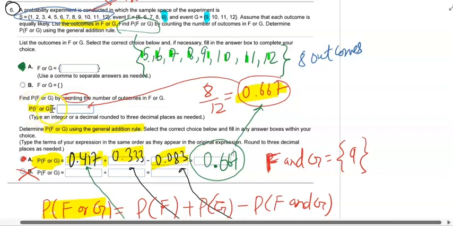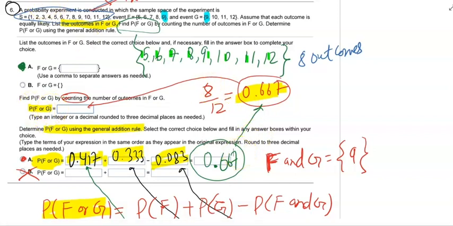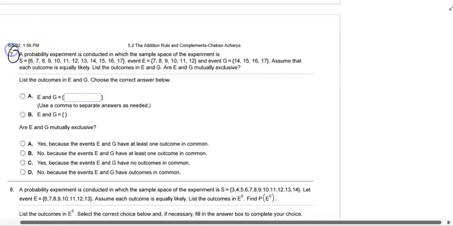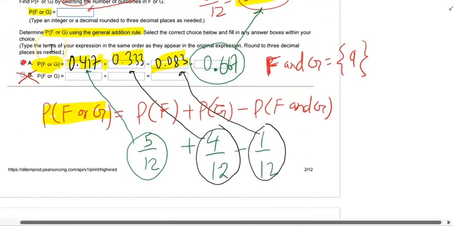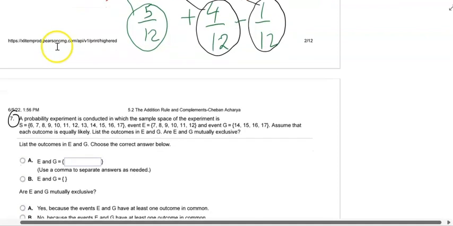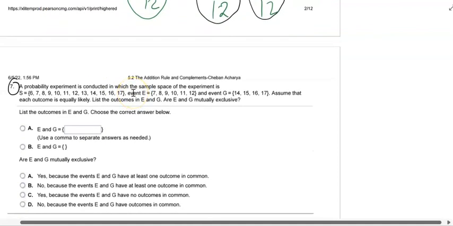Probability of F or G going to be the same. In question number 7, similar to question number 6, but here these two events E and G are mutually exclusive, because if you look at E and G, there is no outcome in common. 7, 8, 9, 10, 11, 12, 14, 15, 16, 17, 18. Therefore, these two events are mutually exclusive.